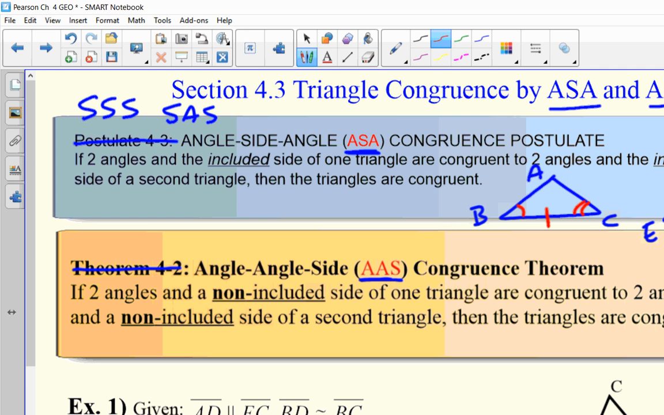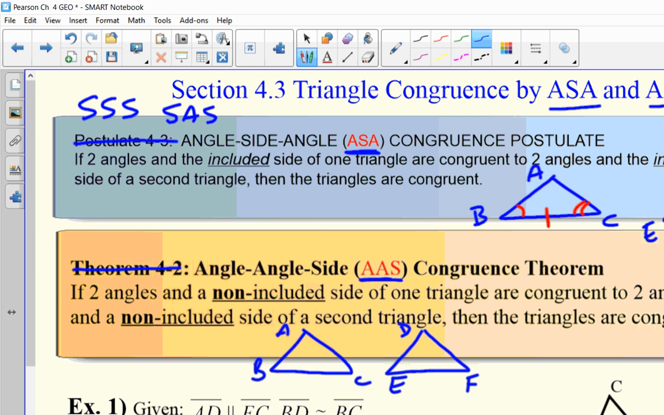If I go ahead and do this second one, angle, angle, side, this one can get dicey for kids. Sorry, that's not really even close to being the same. Hold on. Okay, because this one really can get drawn a bunch of different ways. So two angles and a non-included side of one triangle are congruent to two angles and a non-included side of a second triangle, then the triangles are congruent.